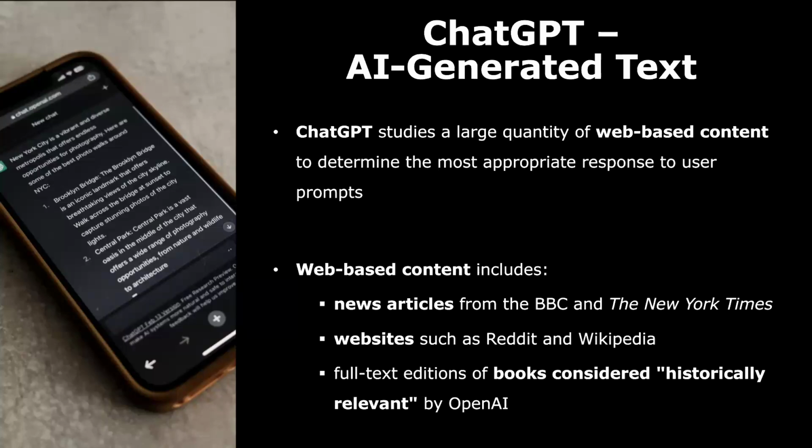Of all the tools for creating AI-generated content, none are as famous or infamous as OpenAI's text generator ChatGPT, which studies a large quantity of web-based content to generate text in response to user prompts. This web-based content includes news articles from the BBC and the New York Times, websites such as Reddit and Wikipedia, and full-text editions of books considered historically relevant by OpenAI.